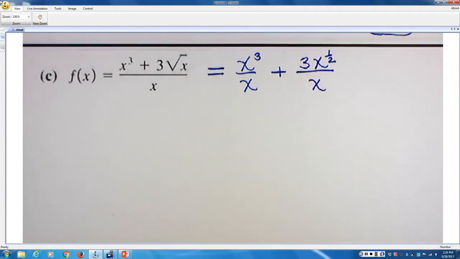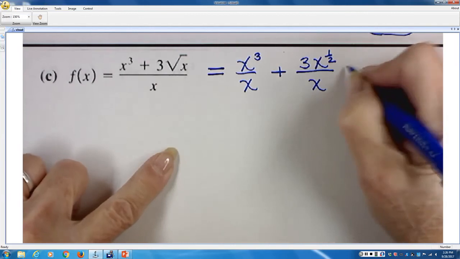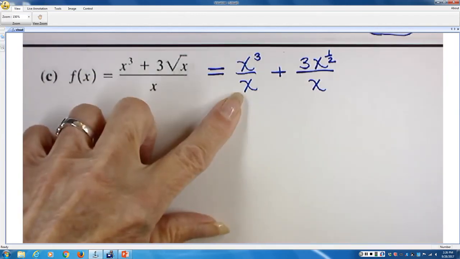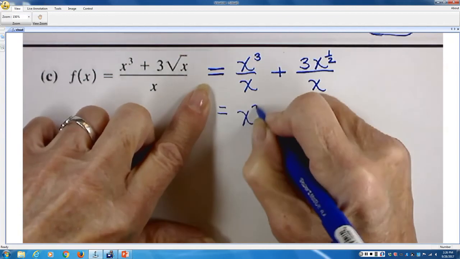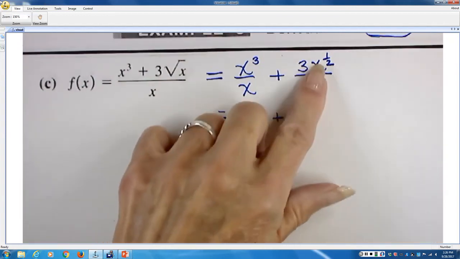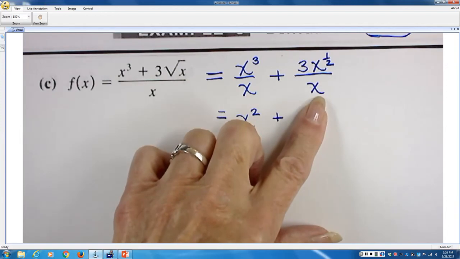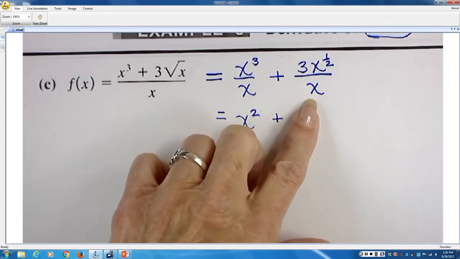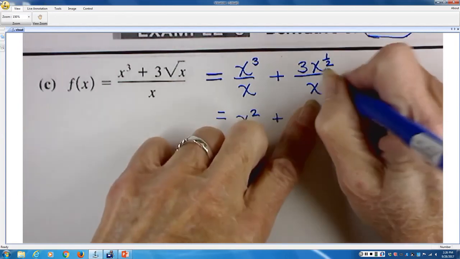And now a little bit of algebra goes a long way. X cubed over x is what? Okay, so far so good. And you said that before. What is x to the 1/2 over x to the 1? What do you do when you have a quotient? That's x to the first power.